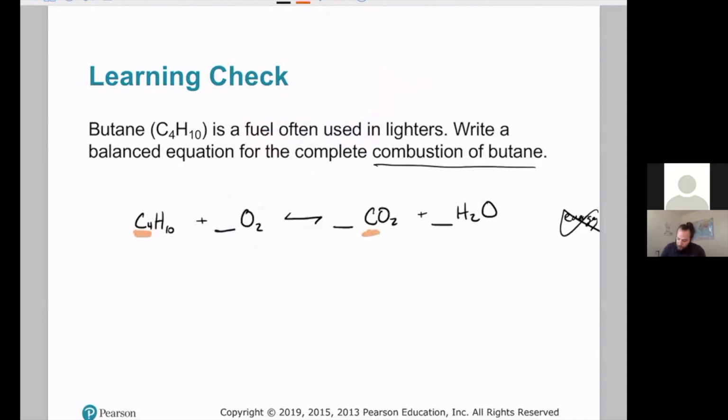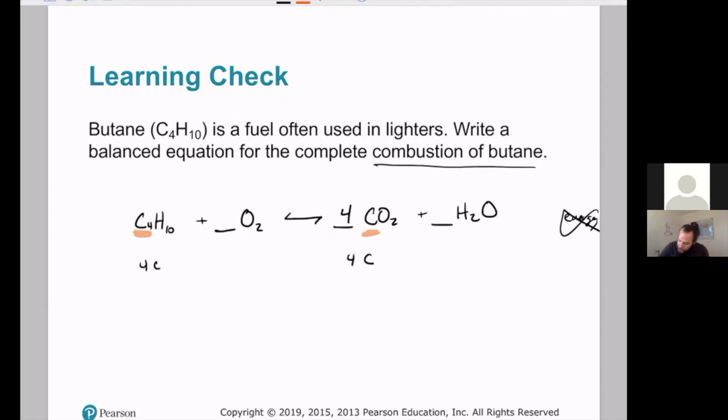So right off the bat, I can balance the carbons in this equation by putting a 4 there. Right now I have 4 carbons over here and 4 carbons over here. Let's just remember that that's what we're doing when we're balancing our chemical equation. I'm going to make sure that I have the same number of carbons, hydrogens, and oxygens on the right-hand side as I do on the left-hand side. That's what we're doing when we're balancing.